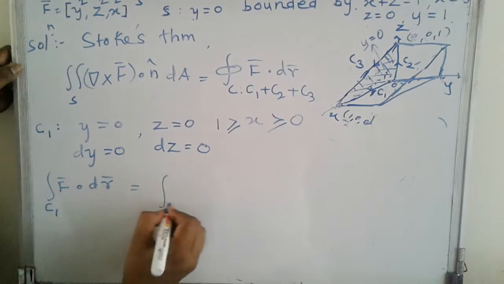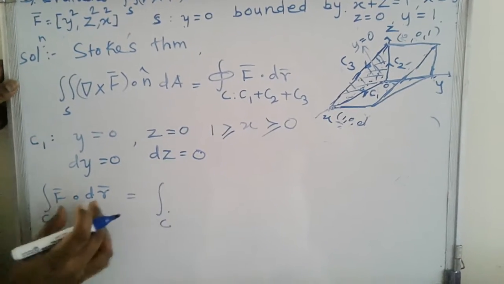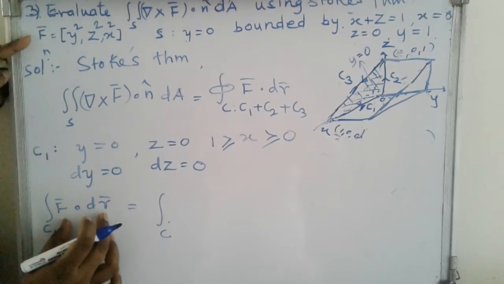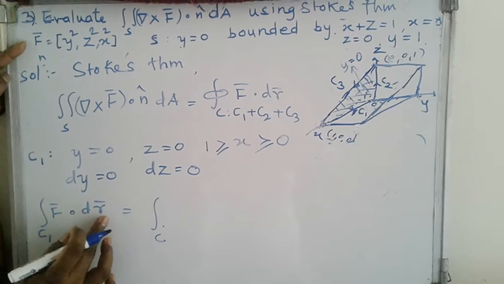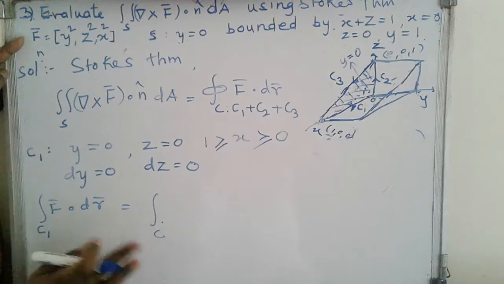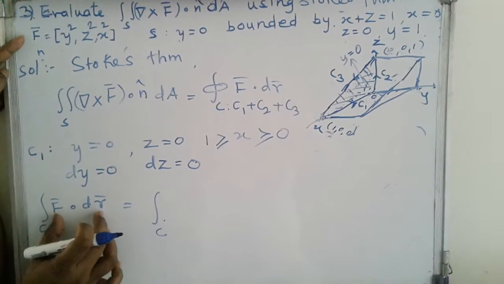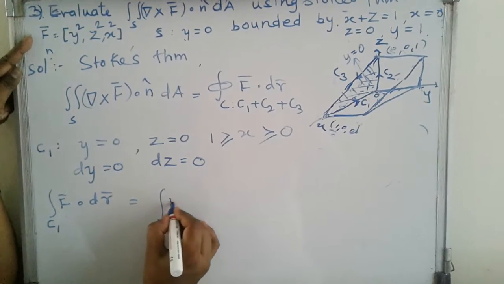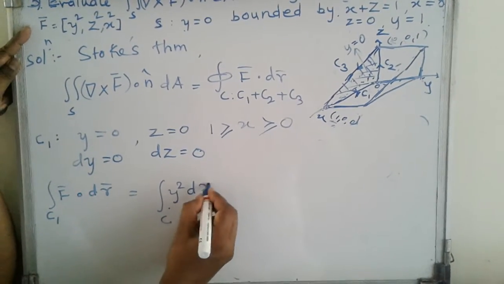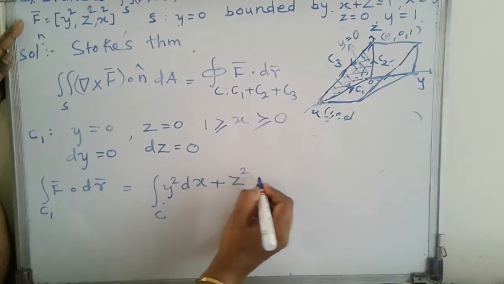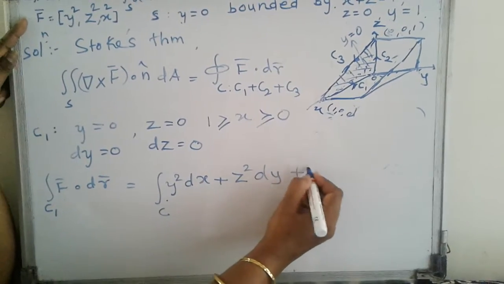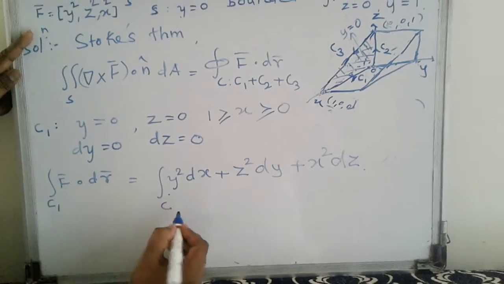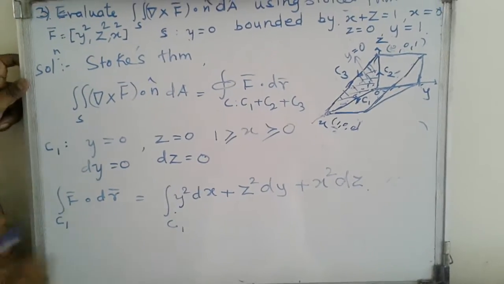That is equal to the integral along path C1. This is the dot product of two vector functions, f bar given here, where the components of dr bar are dx, dy and dz. So the dot product of these two vectors is y square dx plus z square dy plus x square dz. This is along the path C1.